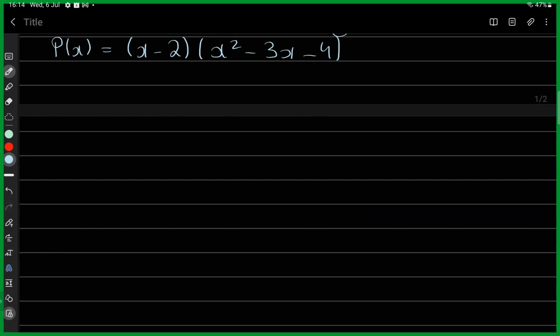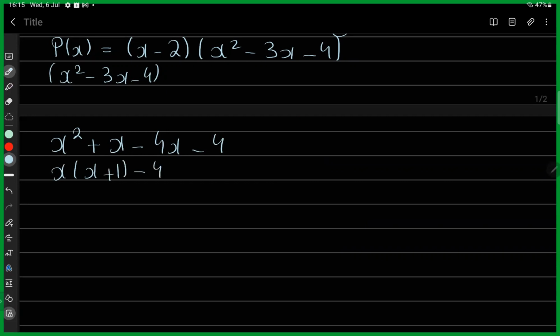So for this, I can just think about this part. It's x squared minus 3x minus 4. I need two numbers such that when I multiply them, I get minus 4, and when I add them, I get minus 3. So it would be x squared plus x minus 4x minus 4. I can take x common and it would give me x plus 1. I can take minus 4 common, that would give me x plus 1. And I would get x minus 4 and x plus 1.